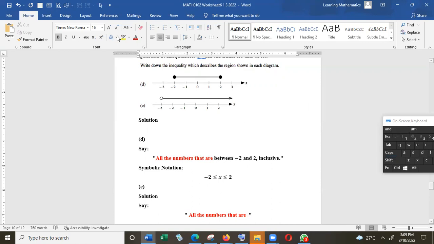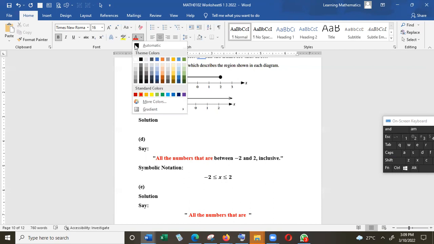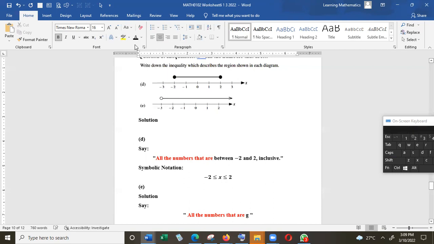-3 is not included because the circle is not shaded. So all the numbers that are strictly, we can insert the word strictly, so as to emphasize the point that the equal sign is not present because of the unshaded circle. So all the numbers that are strictly greater than -3. Numbers like 0, 10, 11, 54.